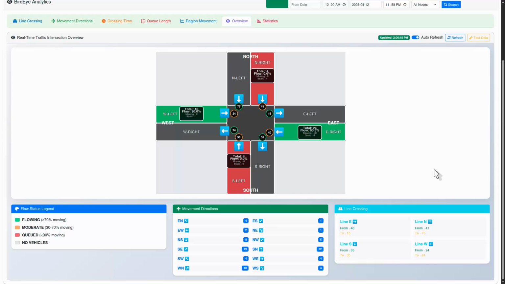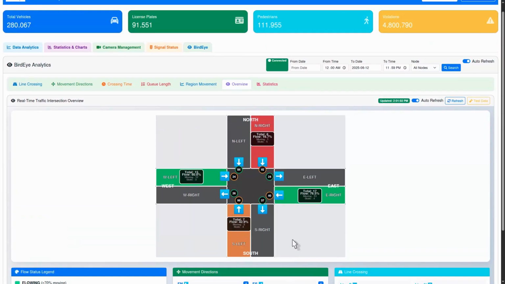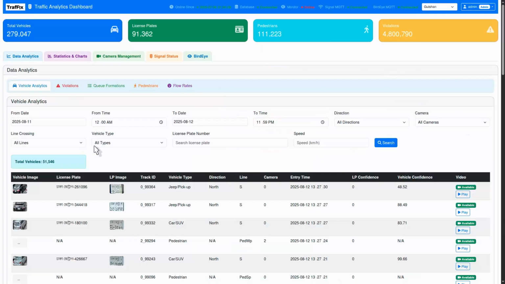We are about to show the comprehensive traffic analytics dashboard by TraffiX, which revolutionized traffic data collection, analysis, and insight to a whole new level. The TraffiX dashboard combines ground cameras and top view cameras to gather valuable and rich analytics for actionable intelligence. We see in the dashboard the total vehicles, license plates, pedestrians, and violations.